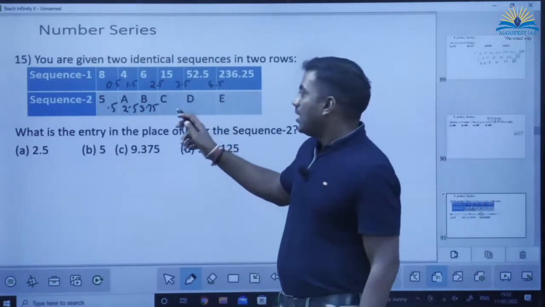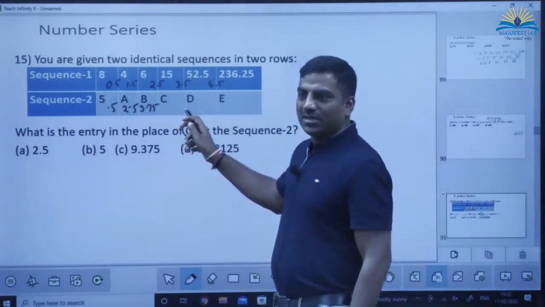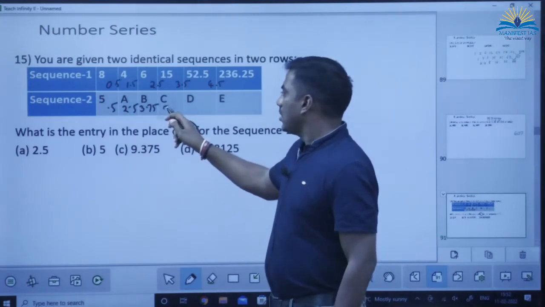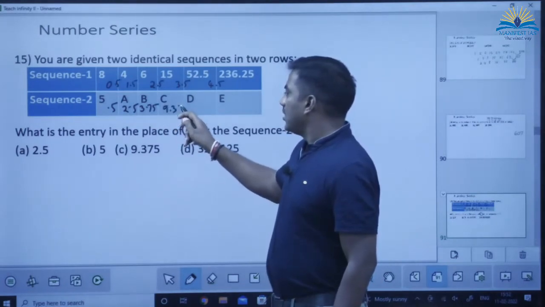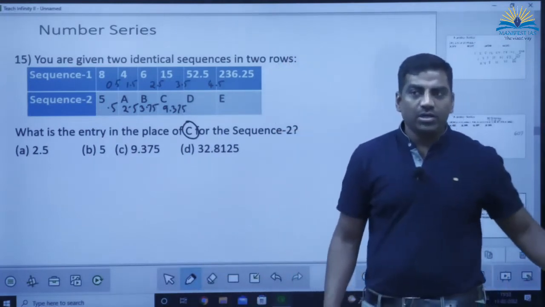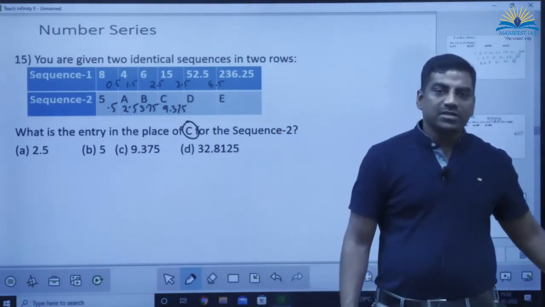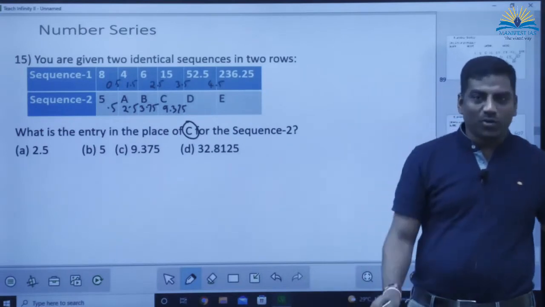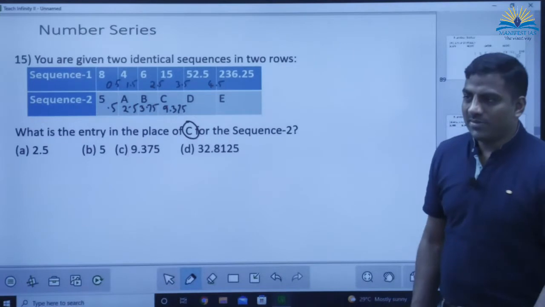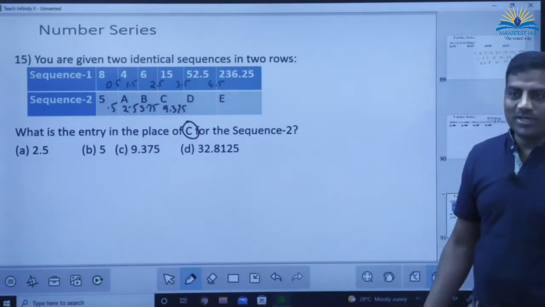I'll write the answer. That is 9.375. 3.75 into 2.5 will give us 9.375. You do it at ease, I don't have a problem. Okay, take leisure. Take popcorn also along with it.